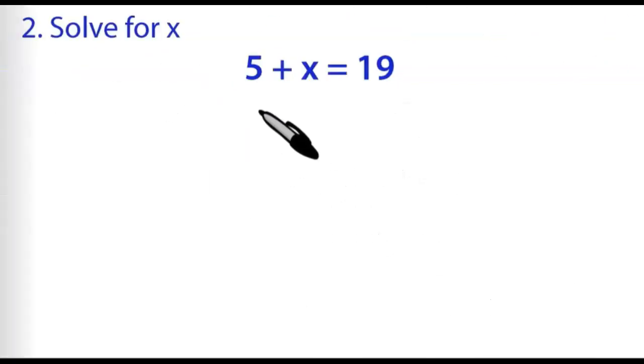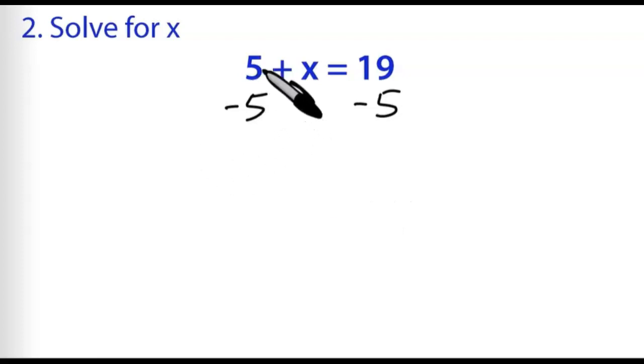For problem 2, we have 5 plus x equals 19. And so we need to get x all by itself. Right now, it's being added to 5. Last time a number was being added to x, this time x is being added to a number, but because of the commutative property, that's the exact same thing. This is exactly as if we had x plus 5. So we can use minus 5 to get rid of that 5, and we do that to both sides.